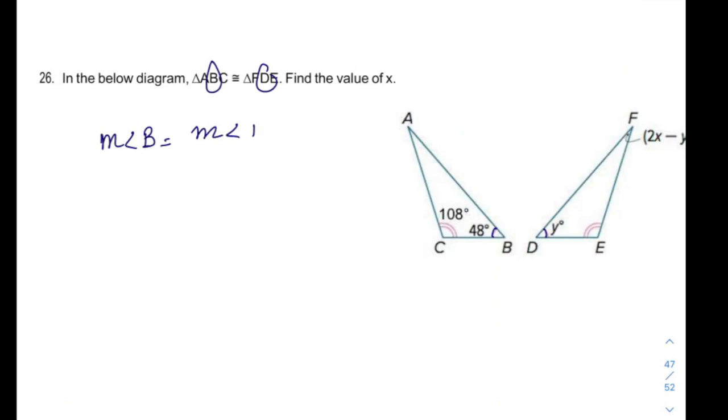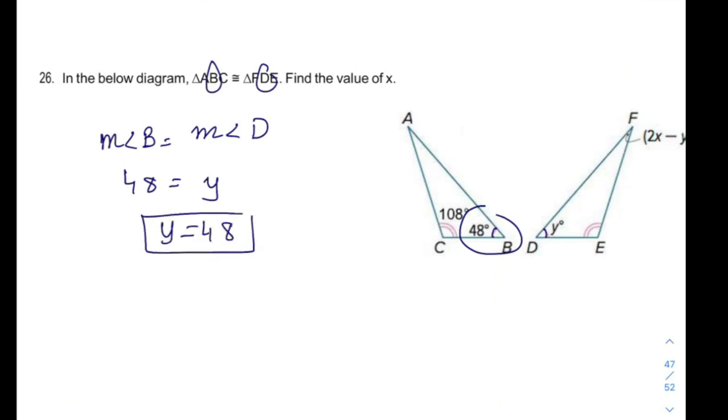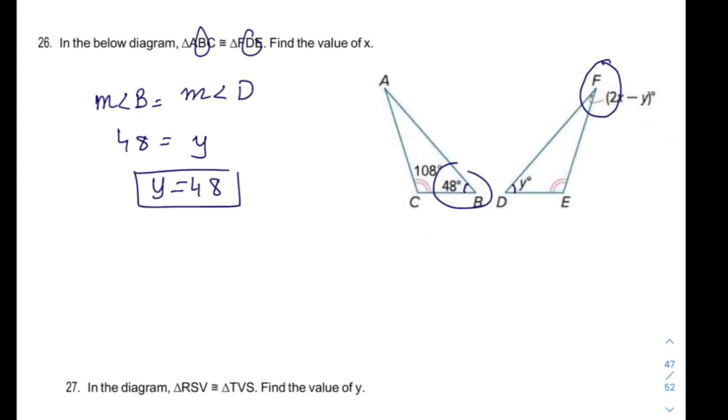Measure of angle B, 48. Measure of angle D given to be Y. So Y is 48. Done with Y. Now, how can I find X? X is mentioned here as a part of angle F.